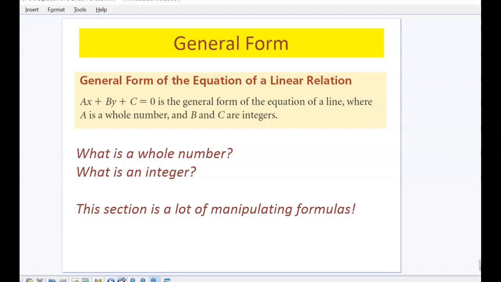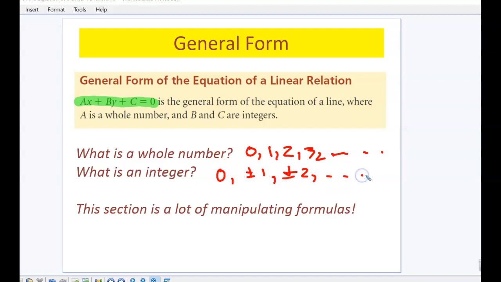The general form of a linear relation is the equation ax plus by plus c equals 0, where a is a whole number and b and c are integers. And so what is a whole number? A whole number, again, is the counting numbers 0, 1, 2, 3, etc. And the integers are 0, plus or minus 1, plus or minus 2, etc. So in this section, a, b, or c cannot be fractions, and a has to be a positive value. And as it says at the bottom of this slide, this section is just a bunch of manipulating of formulas.